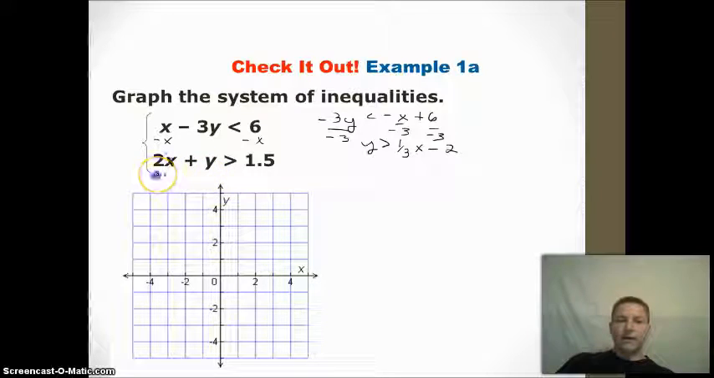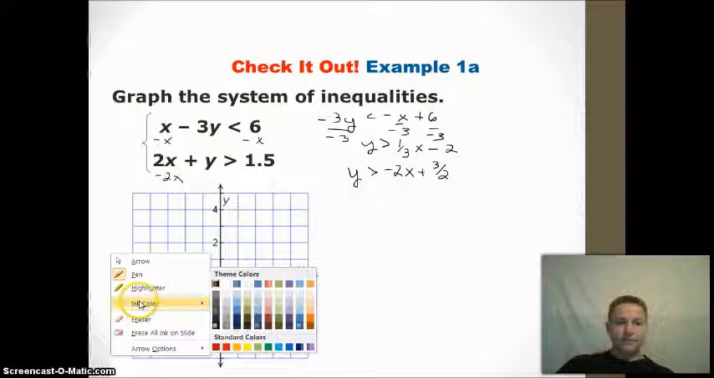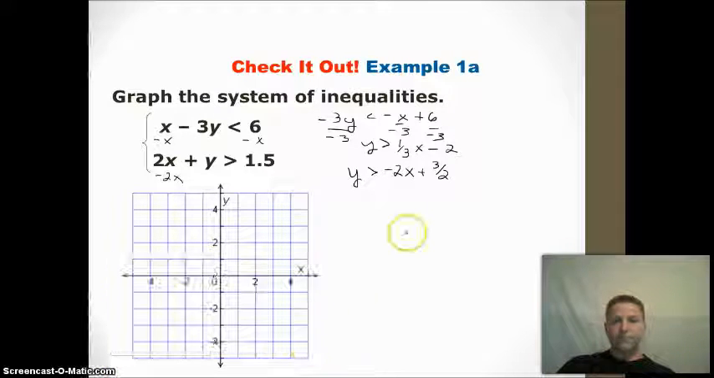We also need to get y by itself on this one. That's -2x. Okay, 1.5 is 3/2. So now we have y is greater than -2x plus 3/2. Now we can graph them. Okay, so I liked the purple, so let's get purple for this first one. Okay, -2, up 1 over 3. Okay, dotted, they're both dotted lines.